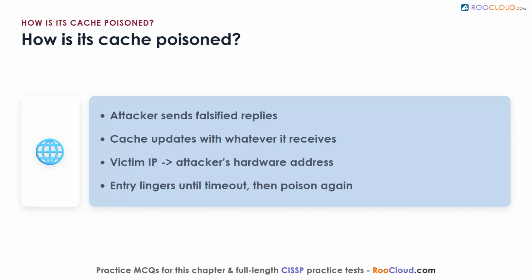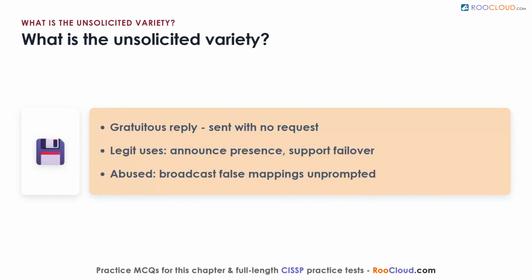A poisoned entry lingers until it times out, usually within a few minutes, and when the victim broadcasts again, the attacker gets a fresh chance to lie. It is like slipping a false forwarding note into the mail room, so mail meant for one desk quietly lands on yours.